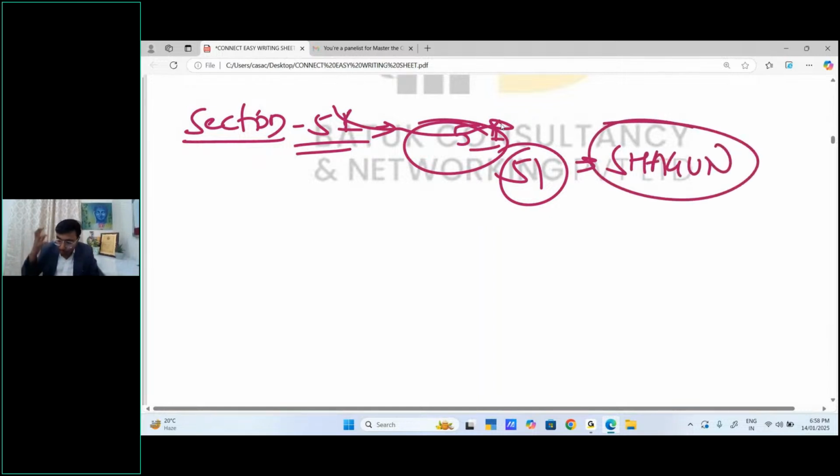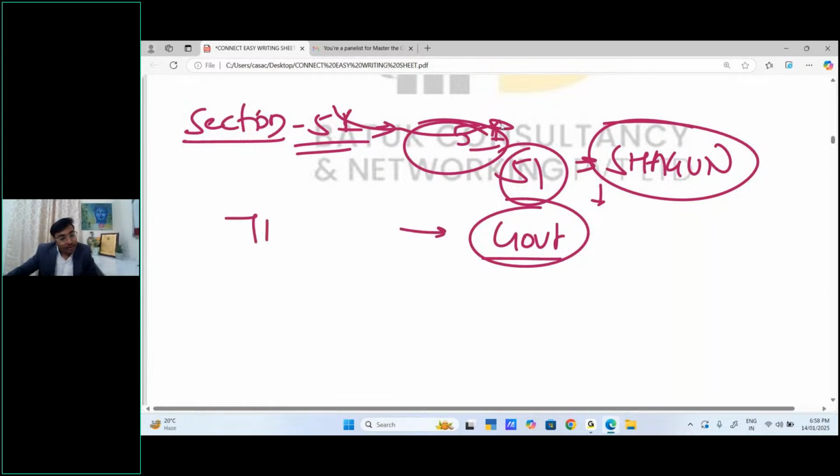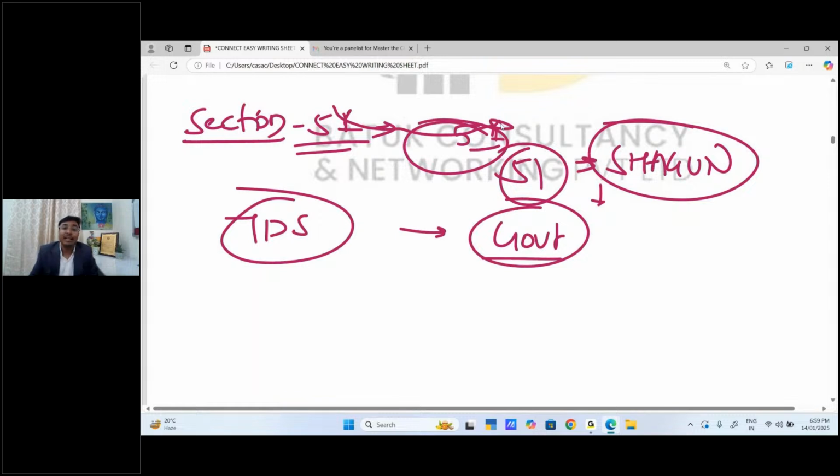Whenever we are receiving something from the government, that is also not less than a shagun, because taking anything from the government is a very difficult task. So when we are getting something from the government, it is also not less than a shagun. So whenever we are receiving something from the government under GST, if the contract value exceeds 2,50,000 rupees, the government is going to deduct TDS. So this section number 51 is related to TDS deduction on account of payment made by a governmental agency, entity or authority.